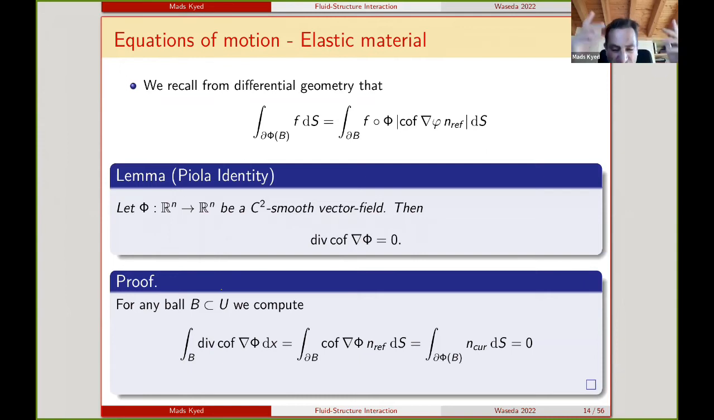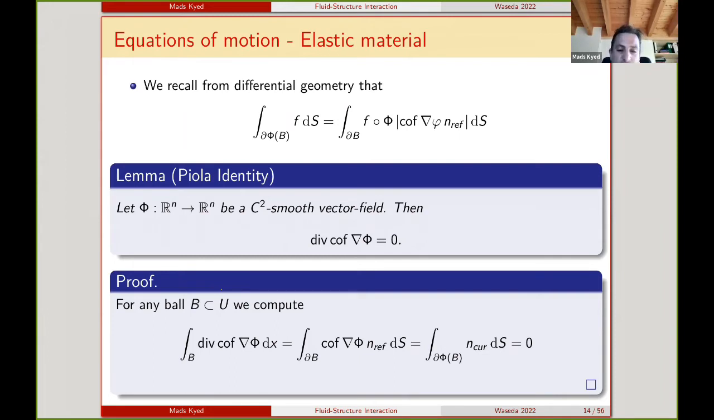And again, by the Gaussian theorem, this is equal to the volume integral of the divergence of the constant vector phi b. So this is 0. Okay, and the ball here was arbitrary, so the divergence of the cofactor of gradient phi must be 0.